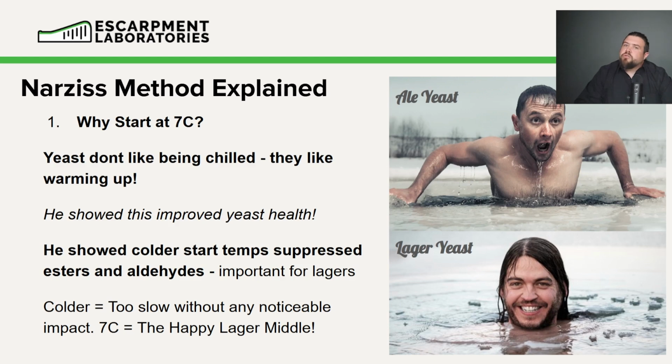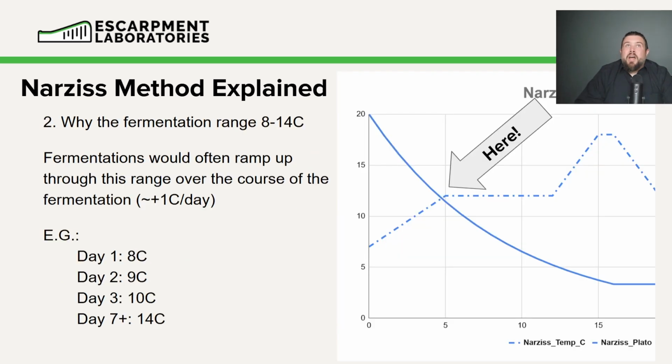Now, yeast cells also don't mind, in some cases actually quite like, when the temperature is elevated. So by starting at 7, we get the nice health benefits of having a colder fermentation, and then we allow them to slowly rise up into the happier fermentation temperature between 8 and 14 C. Not bad. Now, why the fermentation range of 8 to 14 C? That's a pretty big range, so let's talk about why it is.